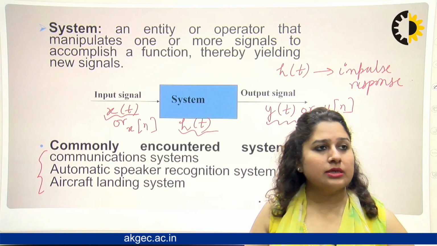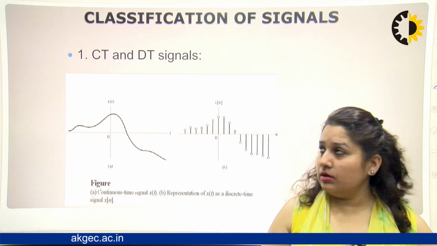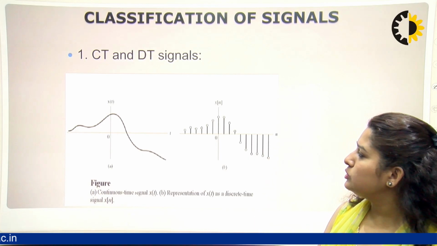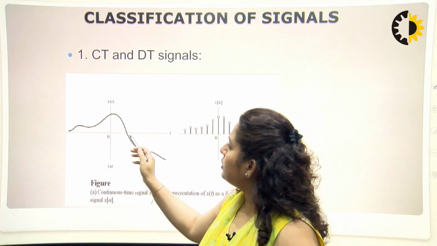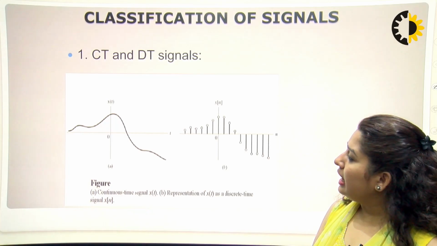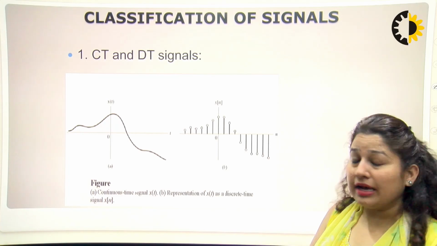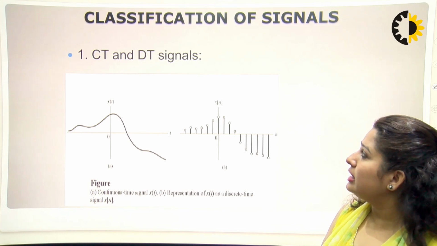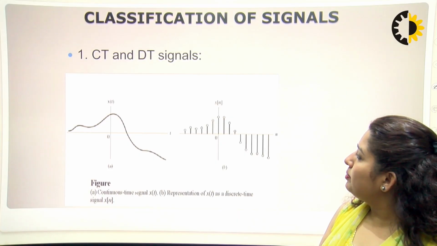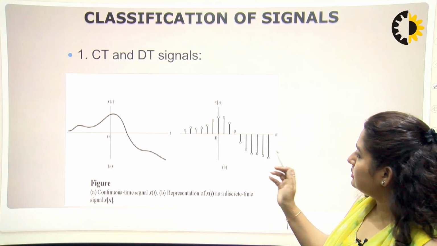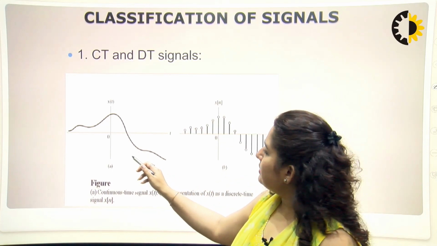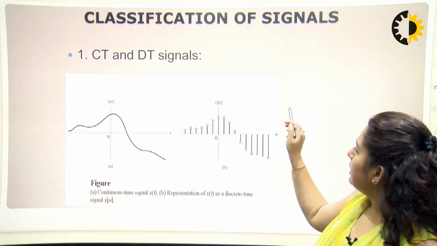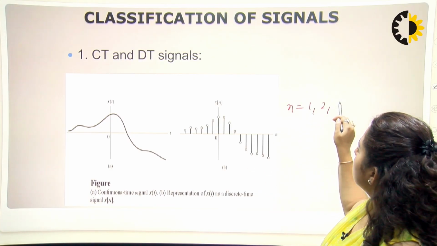If we classify signals into categories, the first type is continuous and discrete time signals. Continuous signals take a continuum of all values of the time period, and show amplitudes for every value of time, either integer or fractional. On the other hand, discrete time signals can only be obtained for integer values of n. So the axis also changes. In the first figure it is x of t versus t, and in the second figure it is x of n versus n, where n is equal to 1, 2, 3 and so on.